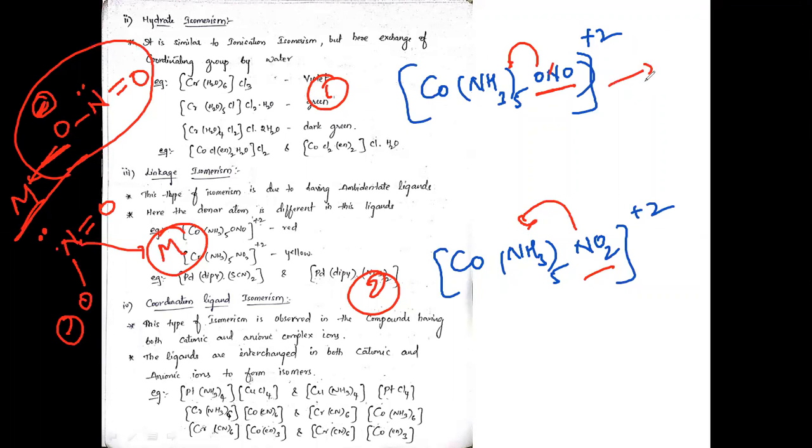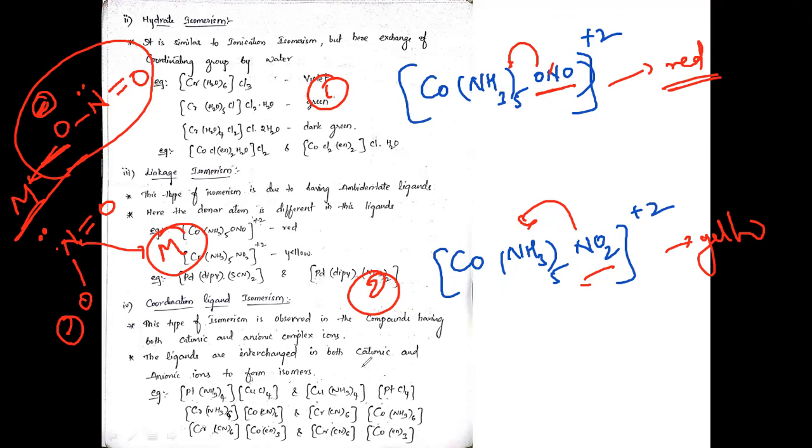The color of this particular example: this is red and this is yellow. That means there is a change in the physical properties, and the change is completely due to the change in the linkage of the donor atom. Ambidentate ligands generally have different linkages with the metal atom. Here NO2 is donating its lone pair through the oxygen atom, but here it is donating through the nitrogen atom.